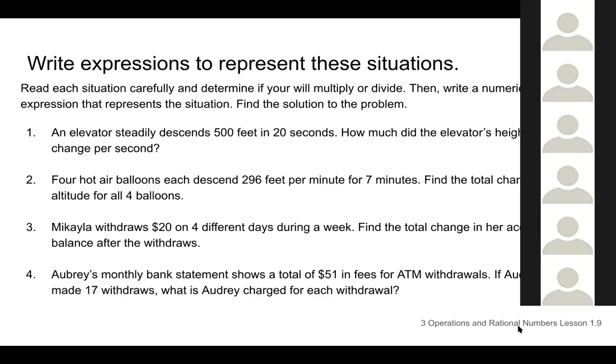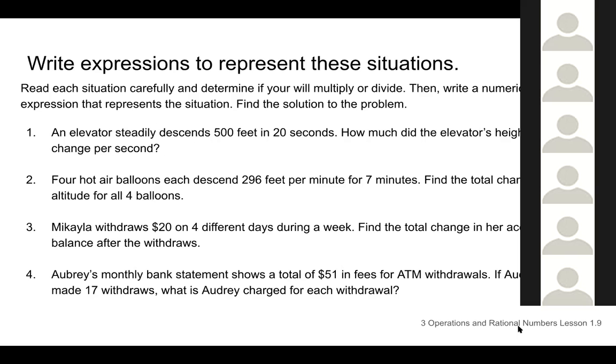Okay, so the first one says an elevator steadily descends 500 feet in 20 seconds. So how much did the elevator's height change per second? So we need to write an expression. Before we find the answer, what are we going to be doing? What is that question asking us to do? Is it asking us to multiply or divide? And how do we know? They're asking us to divide.